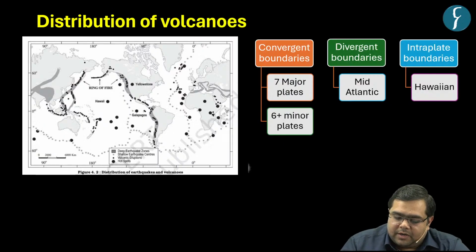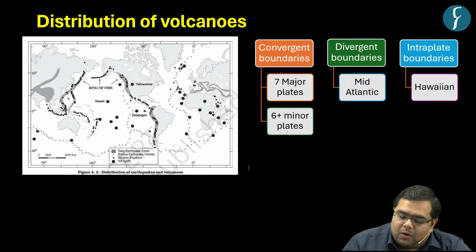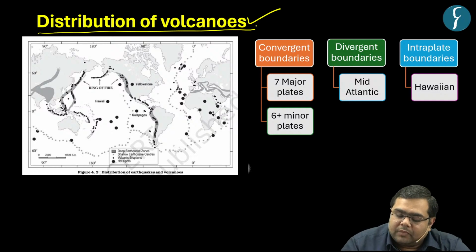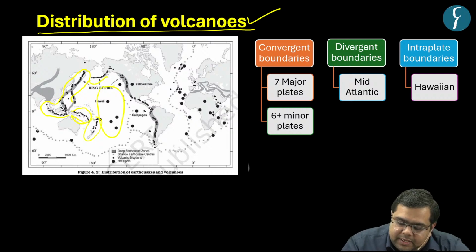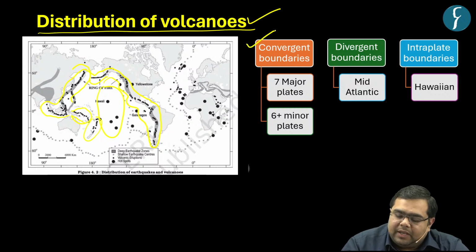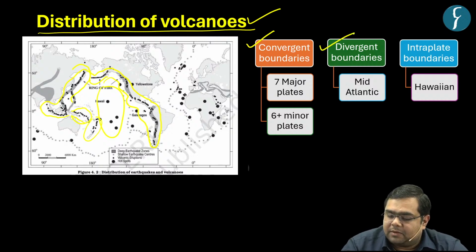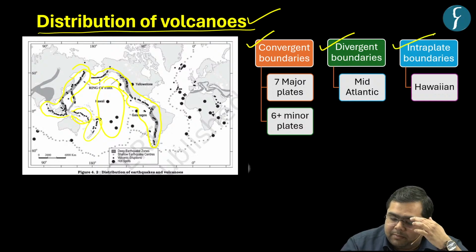Now, the video also discussed the distribution of volcanoes in the world, and in that particular video we discussed a concept called the Circum-Pacific Belt. See, this is the Pacific Ocean obviously, and this is the Circum-Pacific Belt, which is shown in the map. And volcanism occurs on three kinds of boundaries: the first being convergent boundary, the second being divergent boundary, and the third being intraplate boundary.